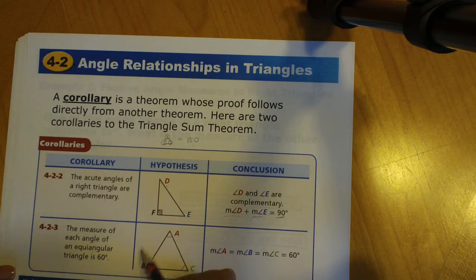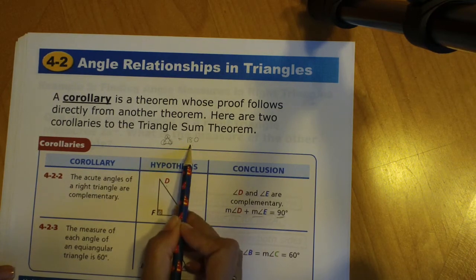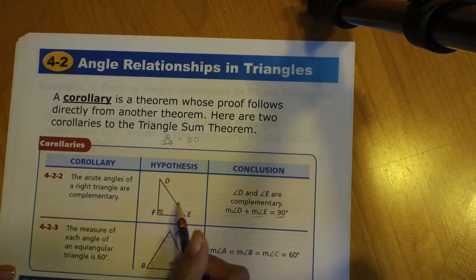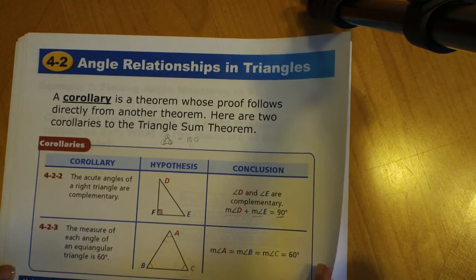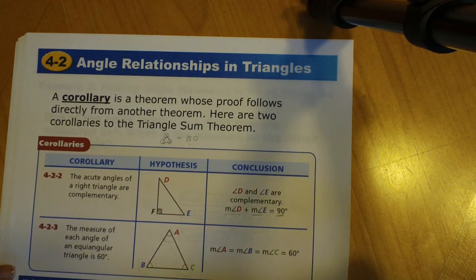The second one says that if I have an equiangular triangle, which means that all the angles are the same measure, then each one of these angles is going to equal 60. And again, that's because you already know that all of them equal 180. So these are the two, in addition to the other one, that you're going to be applying today.